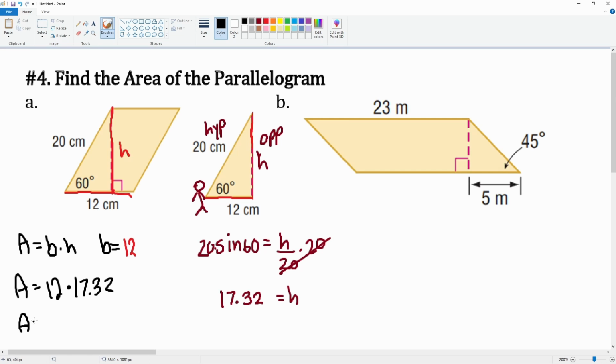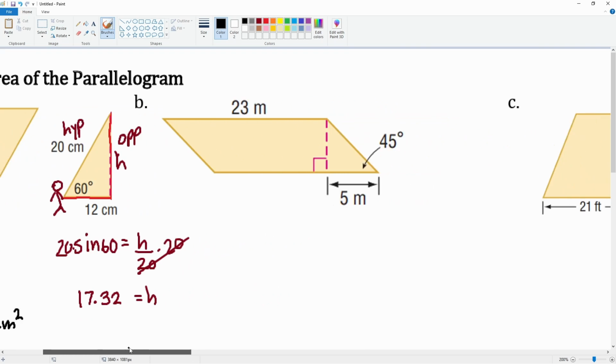I get an area of 294.45 approximately, centimeters squared. All right, so you could round it wherever you want. 294.45 is a good enough number, right?